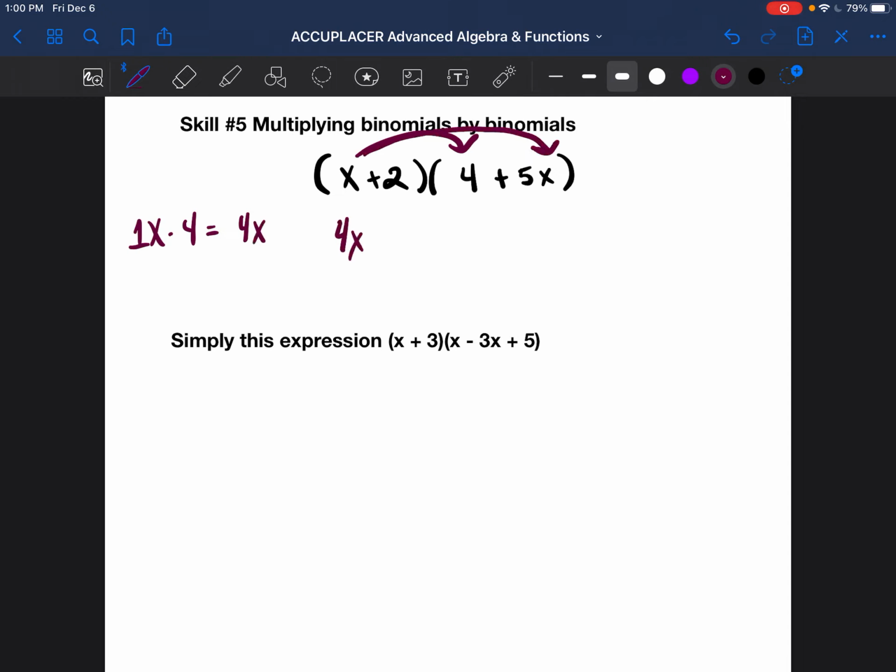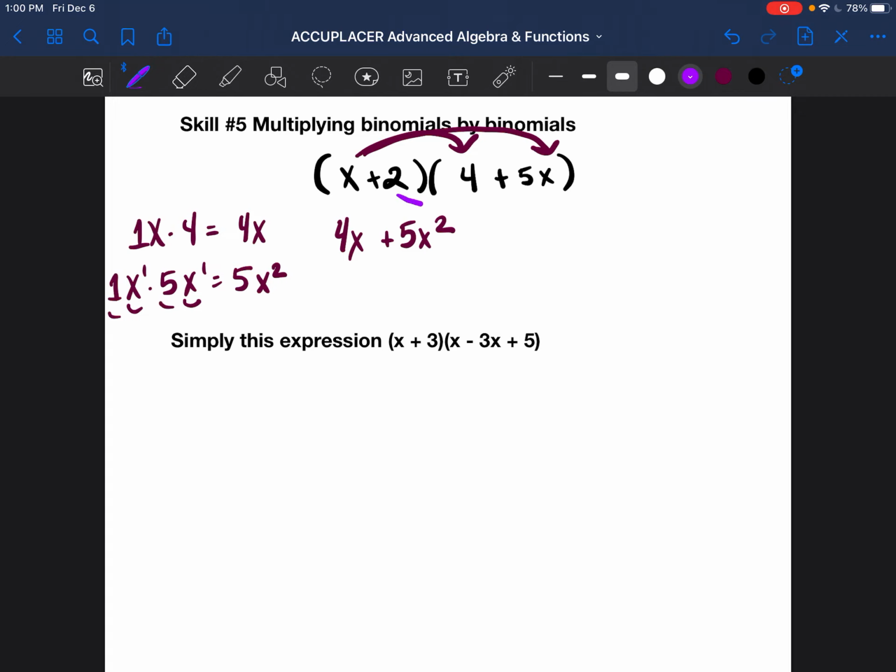And then we're going to do x times 5x. There's an invisible 1. 1 times 5 is 5. Multiplying x times x. Do you remember what happens with the exponents? Yep, you add them. So 1 plus 1 is 2. So it would be 5x squared. So plus 5x squared. And we're done with the x.